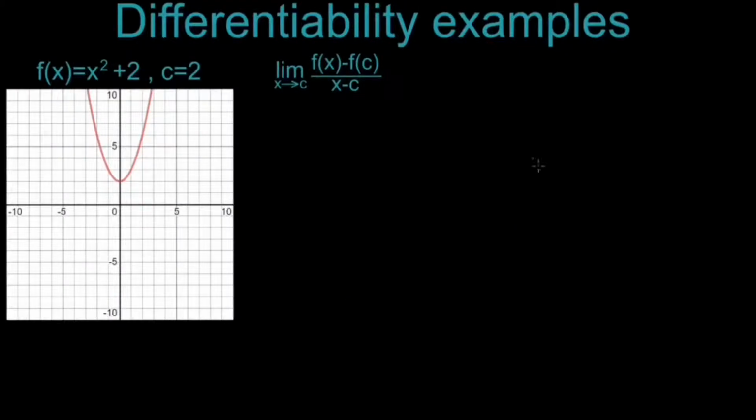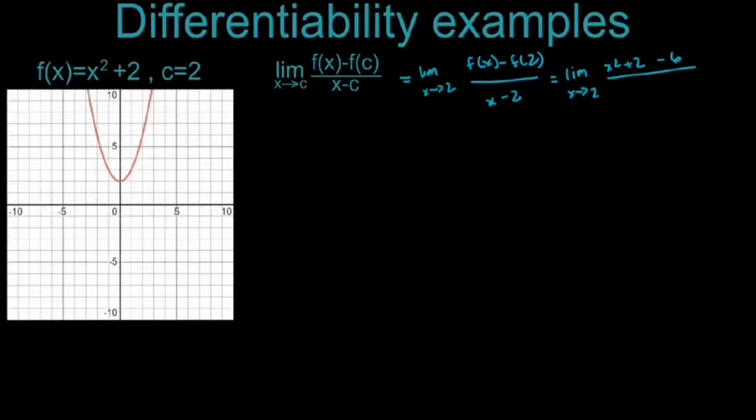The first function we have is x squared plus 2 at a point c equals 2. Incorporating the definition of differentiability, we get the limit as x approaches 2 of f of x minus f of 2 over x minus 2. When you plug the function in as f of x and plug in 2 into the function, you get the limit as x approaches 2 of x squared plus 2 minus 6 over x minus 2. This all simplifies to the limit as x approaches 2 of x squared minus 4 over x minus 2.